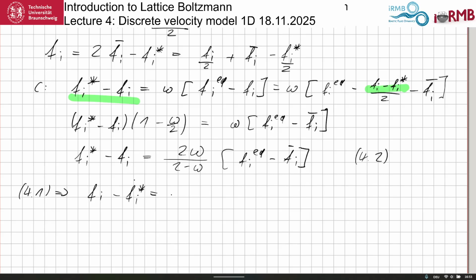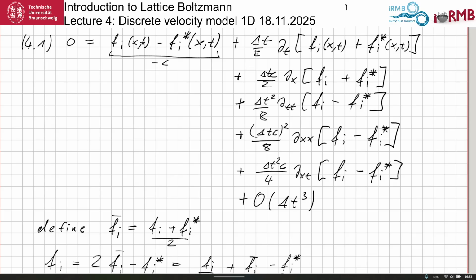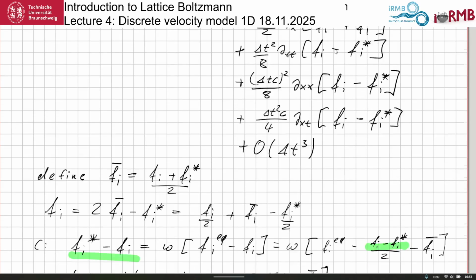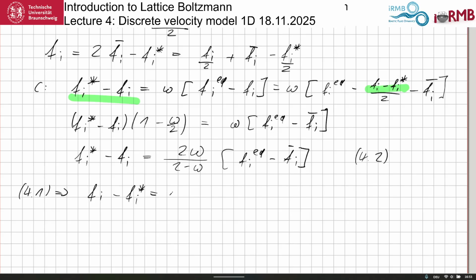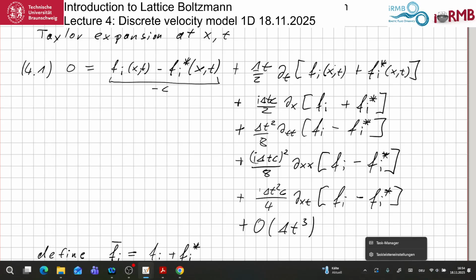Let us see. What you see, we have 1/2 here, and here we have the sum of them. So we actually have the average. So we'll write that this is delta t d_t fi plus... I made another mistake. Sorry. We actually have an I here, and we also have an I there. And so we also have an I here.